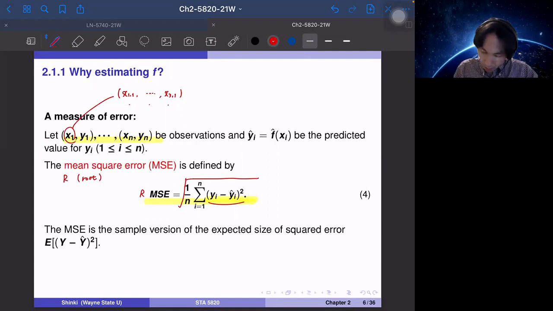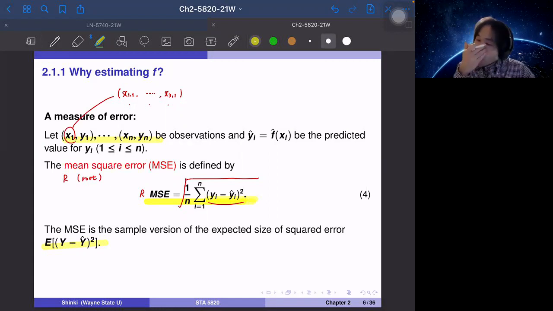Yeah. And the MSE is the sample version of the expected size of squared error. So this is the expectation, and the sample version is this. Maybe some people want to divide this by n-1, but basically this is used to compare the forecasting performance. So always divide by n or always divide by n-1. Anyway, the relative size does not change. So just for simplicity, we divide by n.